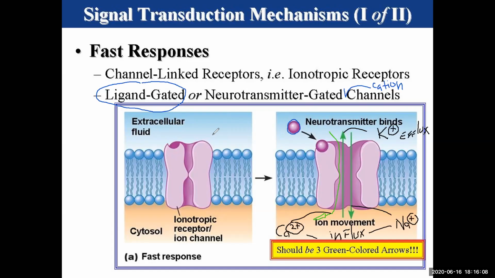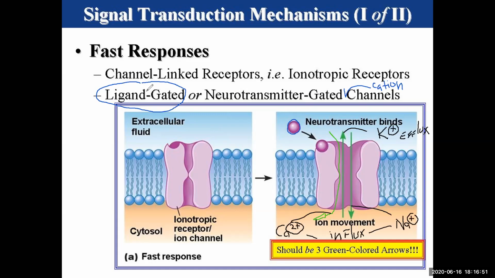only 1 ionic species at a time. Voltage-sensitive sodium channel, influx only sodium. Voltage potassium channel, efflux only potassium. Voltage-sensitive calcium channel, influx only calcium, right? So the 3 families of voltage-sensitive ion channels: voltage-sensitive sodium channel, influx is only sodium; voltage-sensitive potassium channel, efflux is only potassium; voltage-sensitive calcium channel, influx is only calcium.